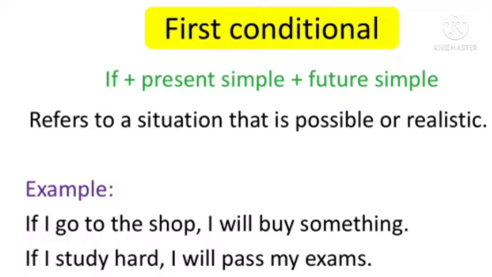Okay, so this is type 1. The if clause should be in present simple and the main clause should be in future simple. It refers to a situation that is possible or realistic. For example, if I go to the shop, I will buy something. In this sentence, the if clause comes with the simple present tense and the main clause comes with the future tense, will plus base form. So type 1 means the if clause should be in present tense and the main clause should be in future tense.